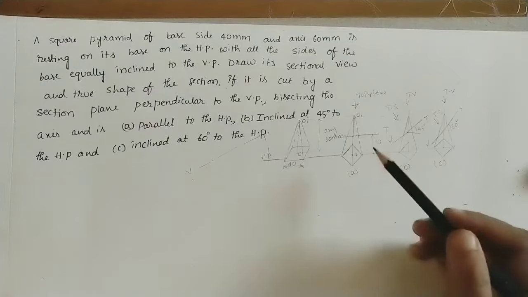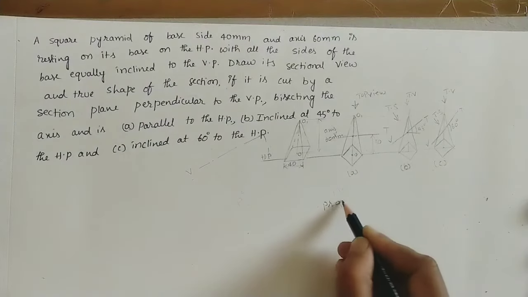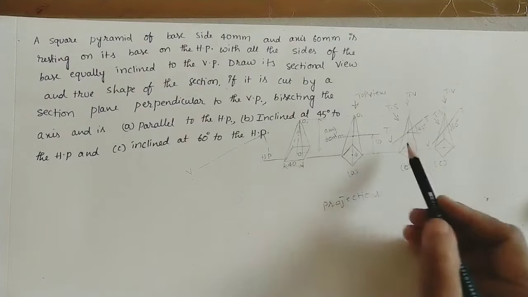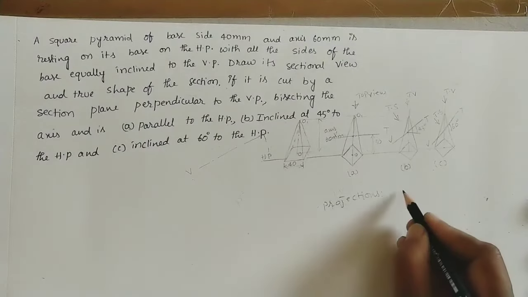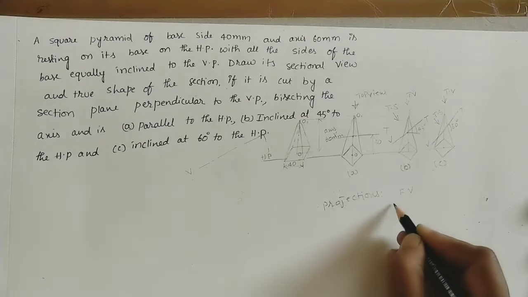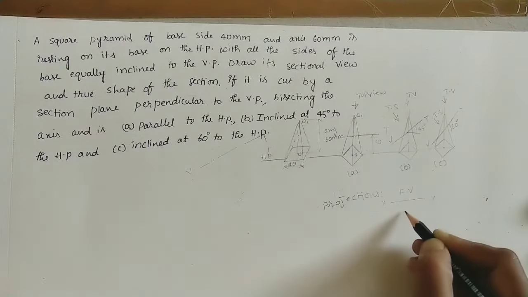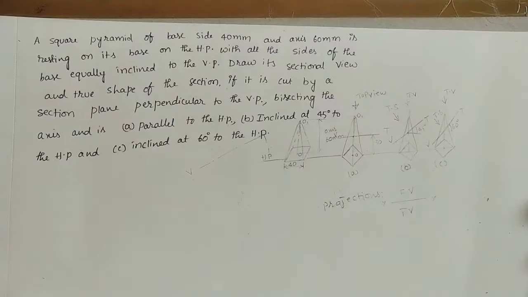Let us do initially the projections of the given solid. What are the projections of the solid? Initially we will not consider this cutting plane. Initially we will take only the solid. We are doing the projections. We are doing the front view of the solid, and we are taking one reference line. It is called the XY line. Below the XY line we are taking the top view. These two are called projections.